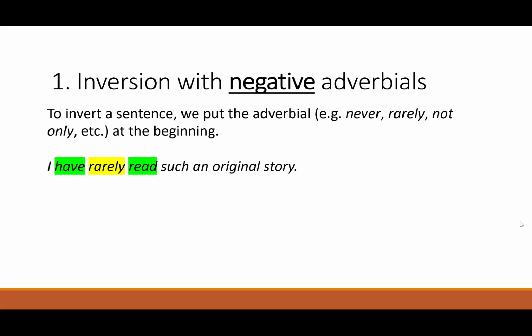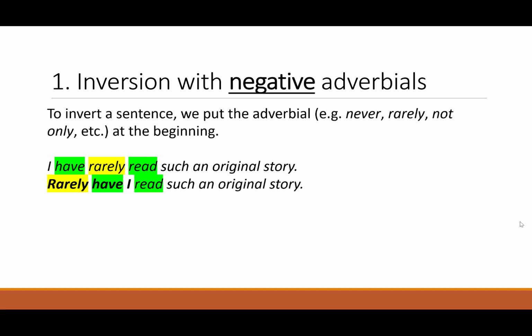If you look at the sentence, rarely is the negative adverbial, and when you put the sentence into inversion, you put rarely first at the beginning of the sentence. Right after that, you change the structure into an interrogative pattern. It means you put the auxiliary verb first, followed by a subject, then the main verb. Therefore, the result is, rarely have I read such an original story.